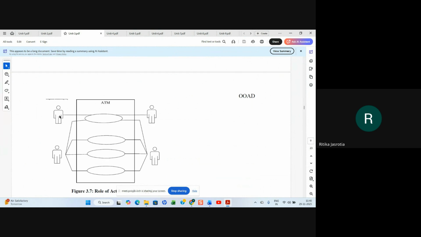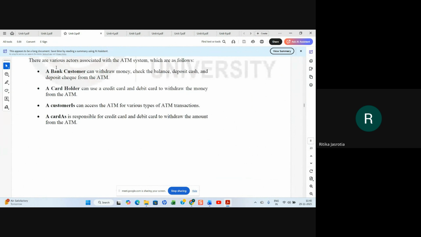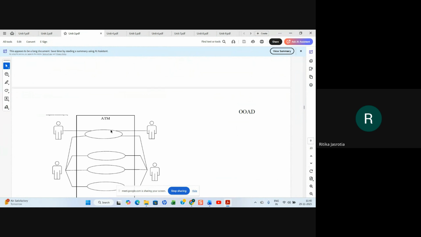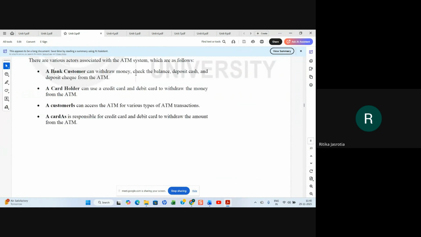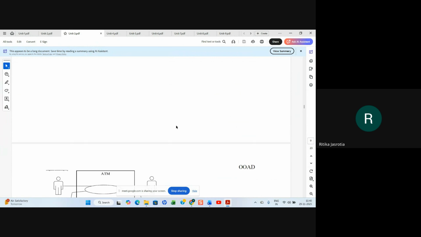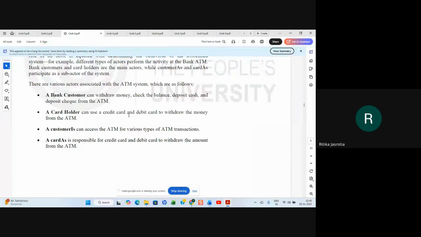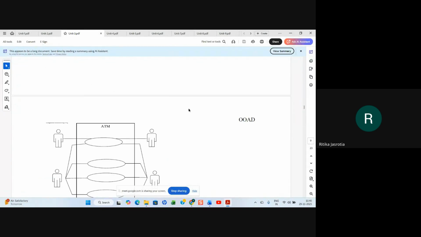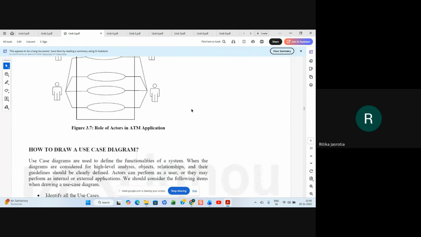So here you will have a bank customer, a card holder, right? And these are the admin, you can say the admin thing. So a bank customer can withdraw money, can check the balance, can deposit cash. So for that you will make use cases, right? And the card holder can use a credit or debit card to withdraw the money. So this card user will have a debit card or credit card, and he can also withdraw money. So like that you can make.